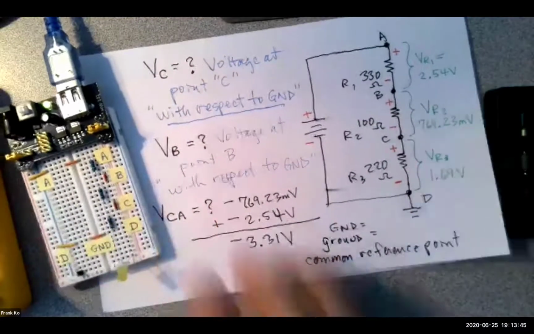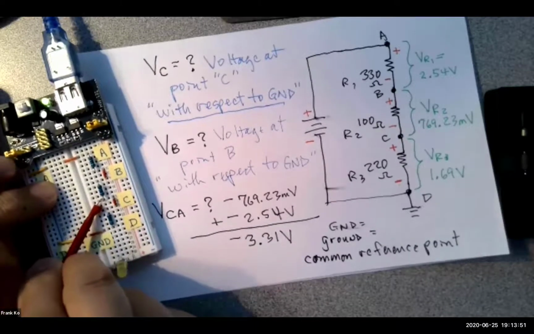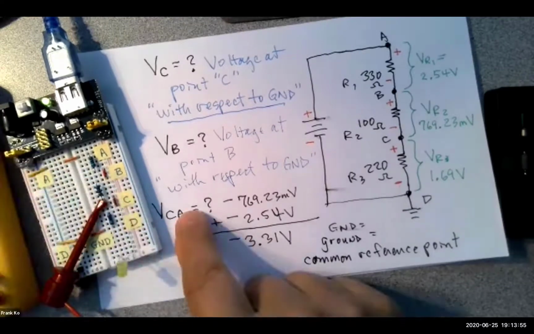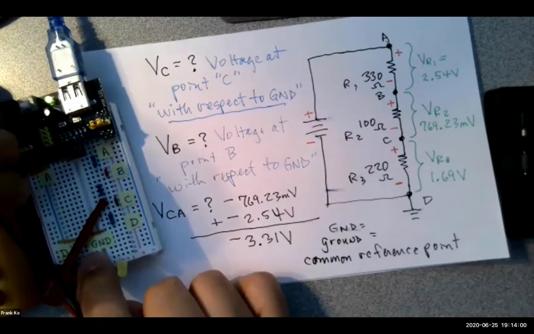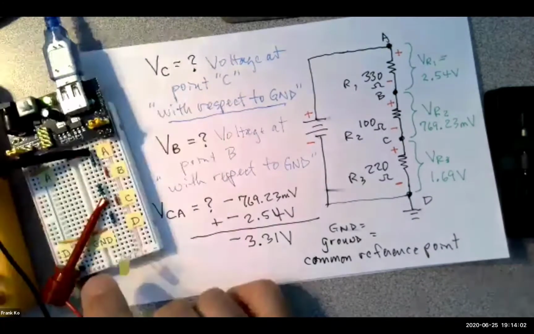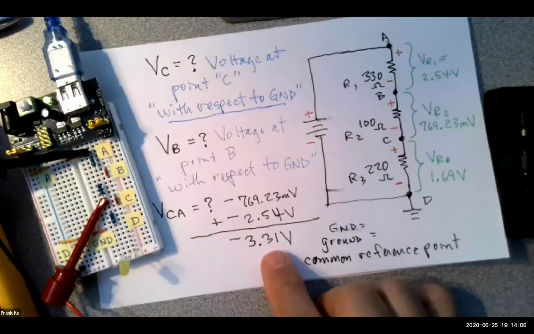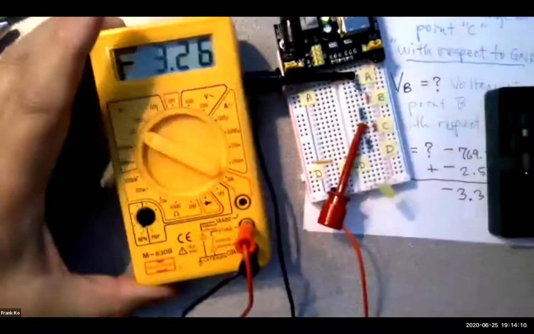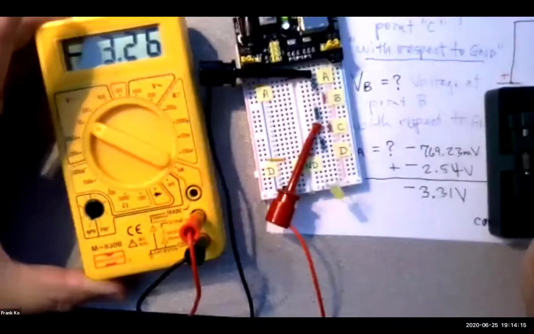That being said, here comes my schematic, here comes my circuit, and I'm going to put the red probe at point C. So my red probe will go to point C, right there. And my black probe will go to point A, which is at the top of the circuit, right there. I expect something close to negative 3.31. What does my digital multimeter show me here? How about that? That's pretty darn good.